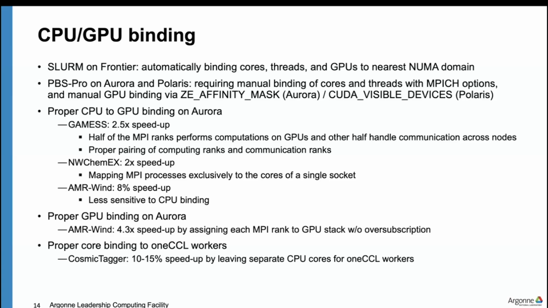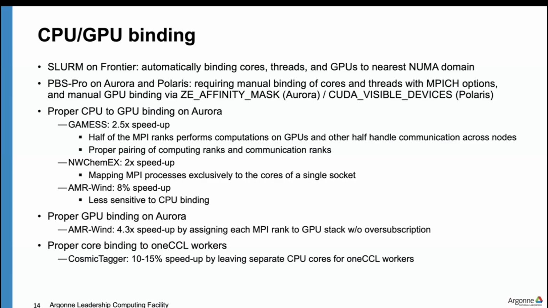And AMR-Wind is a less sensitive application. Between the default binding and the proper CPU binding, we got around a 5% speedup. This is a lot, but compared to 2.5x and 2x speedups, it's relatively small, right? Another part, of course, is that you have to have proper GPU binding. If you don't manage GPU binding properly, you may oversubscribe your MPI ranks on the same GPU tile or use implicit scaling. If that happens, in the AMR-Wind case, performance drops to 25%. So GPU binding is pretty critical.